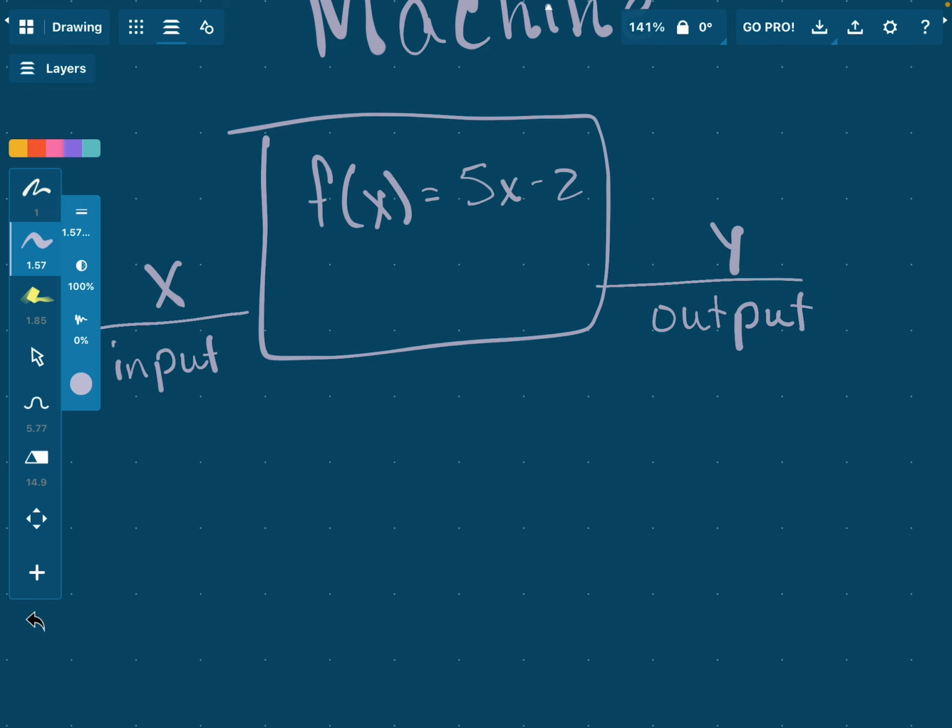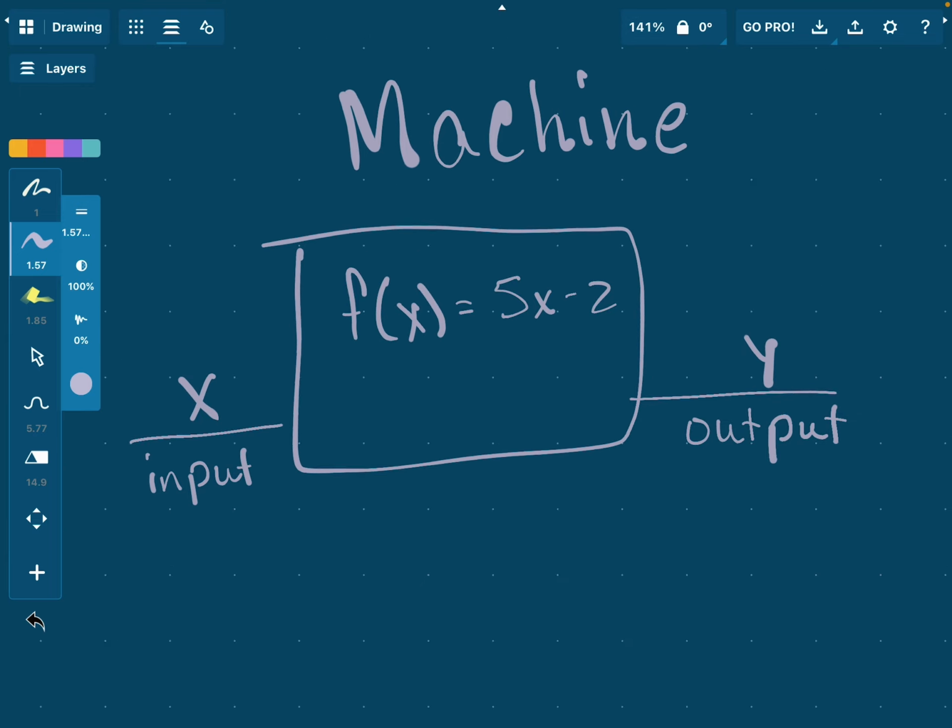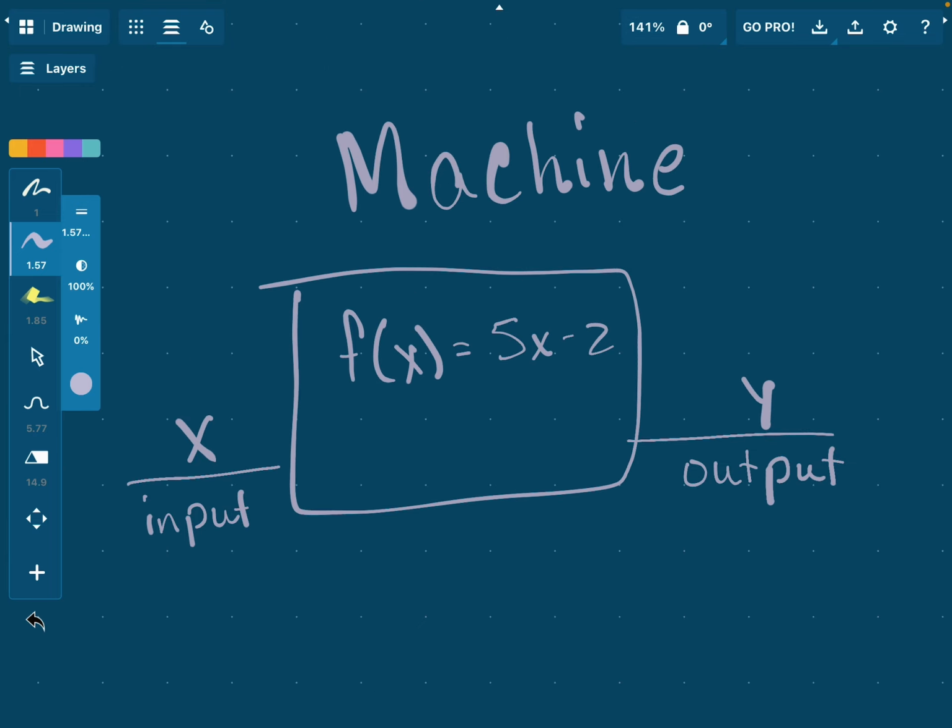The machine's going to change this input. It's going to multiply it by 5 and then subtract 2 from it, and then we'll get some sort of output. A lot of the time it's perfectly fine to have this idea that functions are machines, which go through and manually change every single input value into an output value. And that's the basics of functions. They're like mathematical machines that take an input and give out a specific output.